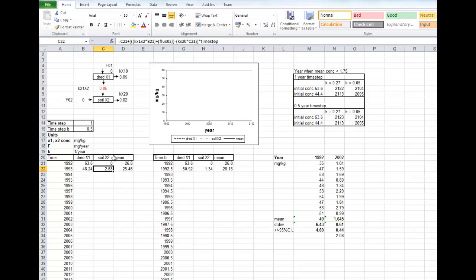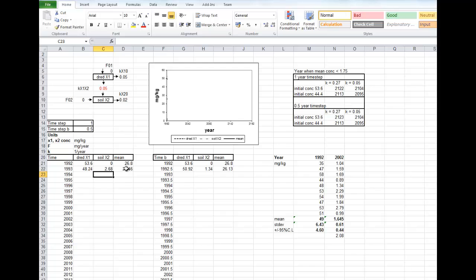And then compartment two, the same starting concentration C21 plus the fluxes going in, which there are two, which are the flux coming from compartment one and the flux coming from outside into compartment two, minus the flux going out, which is calculated from the transfer coefficient and the concentration in compartment two. Again, the fluxes are multiplied by the time step, which again in this case is 1 year.